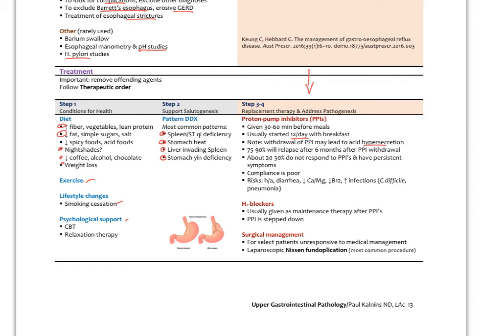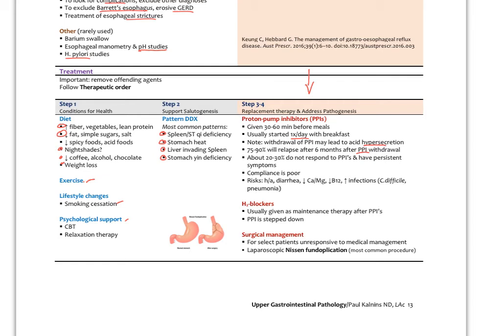75 to 90% will relapse after 6 months after PPI withdrawal, which means that PPIs are really not solving the problem. They're purely a Band-Aid to protect the esophagus, which is better than nothing, but they have their own adverse effects. About 20 to 30% don't respond to PPIs and have persistent symptoms, and that's again because they probably have bile reflux or other things going on. Compliance is usually very poor long-term, as you can imagine.